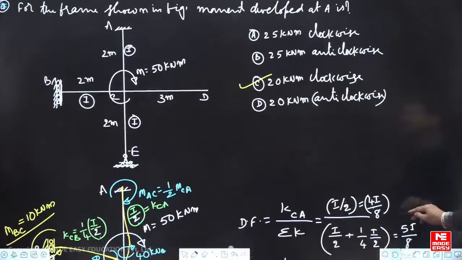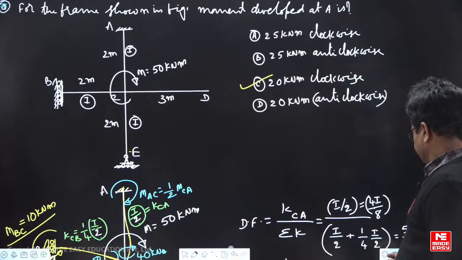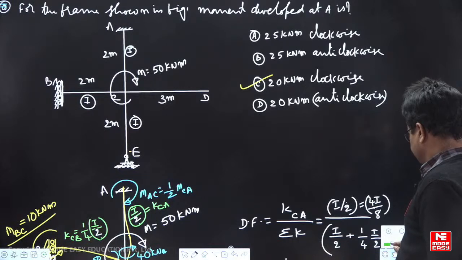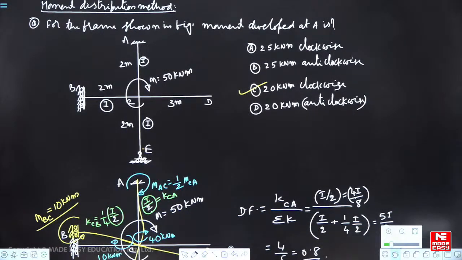Now this is our problem. So 20 kilonewton meter clockwise. I think now you have understood it. Guided roller case, EI by L, correct. EI by L is correct. Relative stiffness now becomes 1 by 4 EI by L.